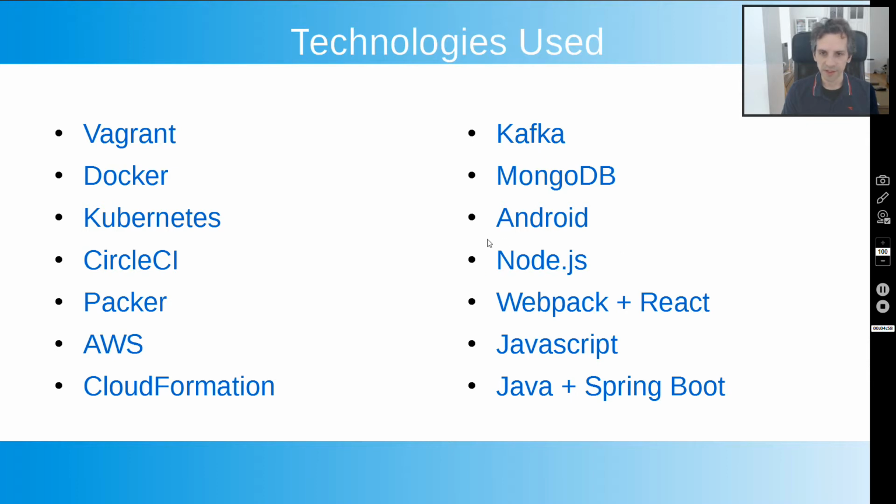I use Node.js to build the services that interact with the end user, that have a front end, and I'm using Webpack and the React framework to build the website that shows the statistics of the mobile application. For that, I use JavaScript, and I use Java and Spring Boot for the backend services that calculate the statistics. So stay tuned. I'm going to go through all these projects.